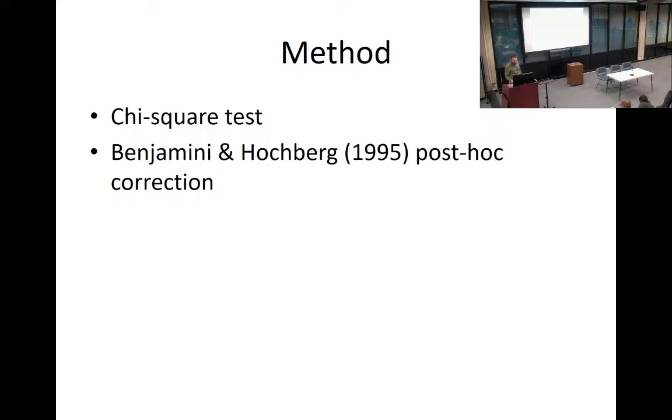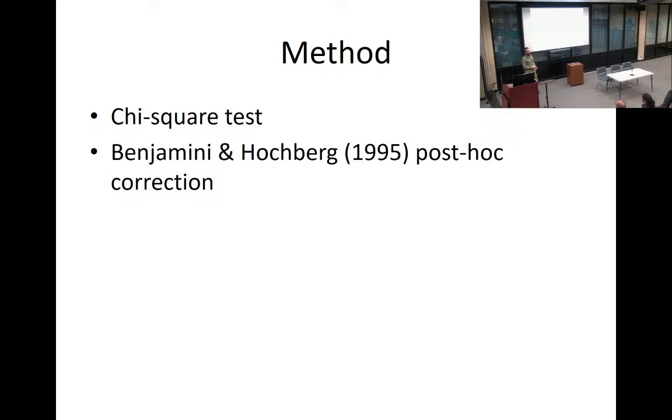Our method is very straightforward and simple to start. Within each individual course, we're going to take the number of students who match each, and we're going to do a chi-square test. We're not doing anything fancy here. And then we're going to do a Benjamini-Hochberg post-hoc correction for the fact that we're going to test multiple findings at once.